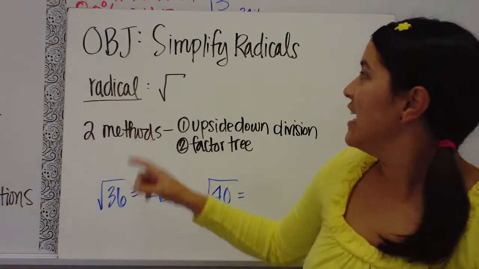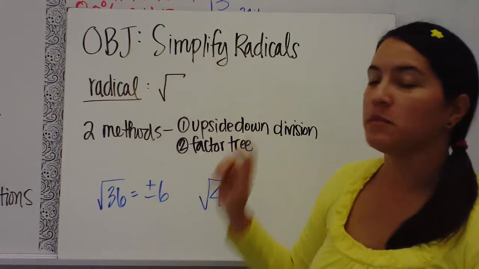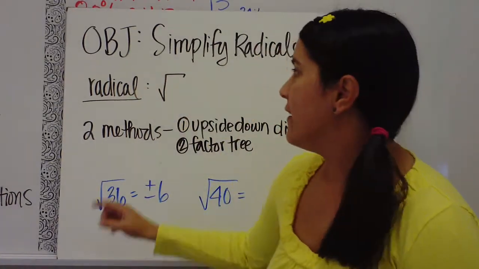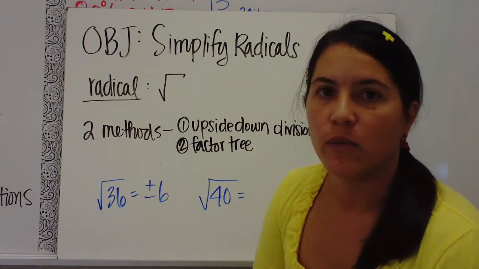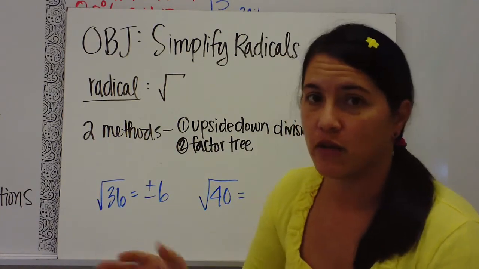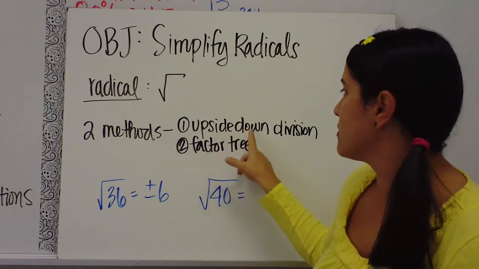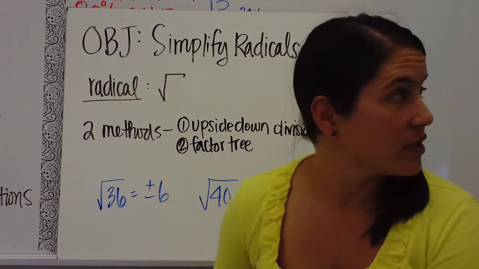All right, hey y'all. Today's objective is simplifying radicals. A radical is the square root symbol, and there are two methods that I'm going to show you today. There might be more, but I'm going to show you one that's called upside down division, and the other one is called a factor tree.